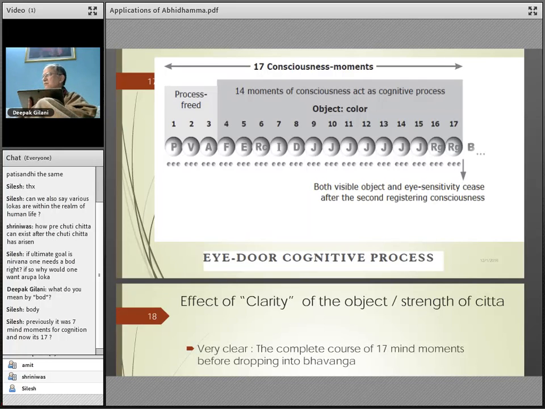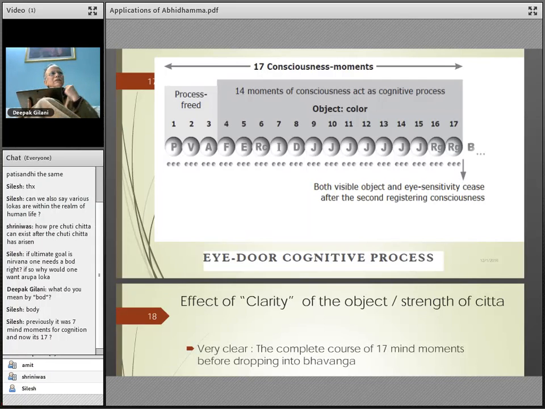The process stops, and it may be the next stream. Depending on this, the process may continue. Normally, it is going to continue. So it's only an explanation of one moment of cognition.